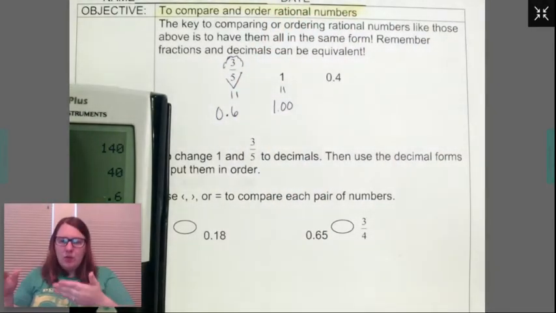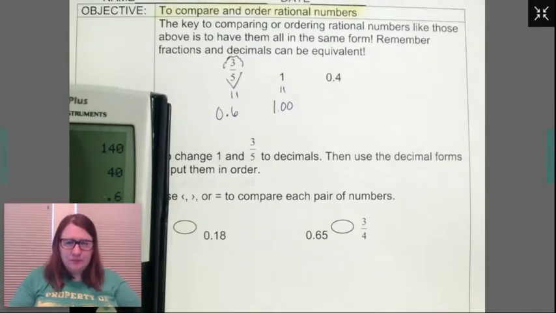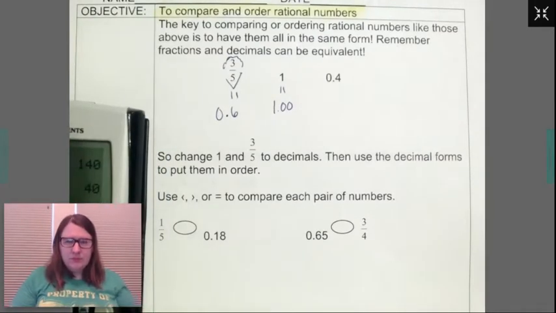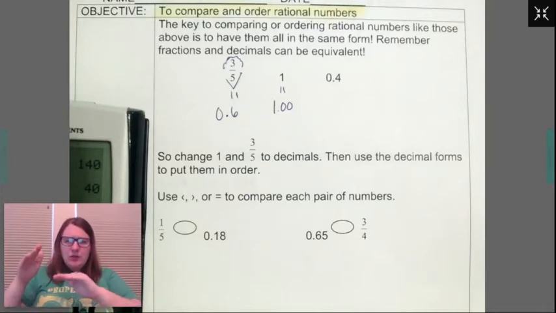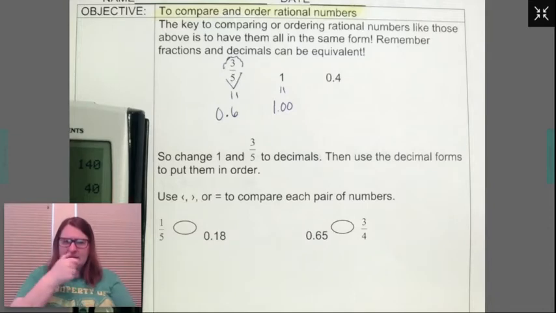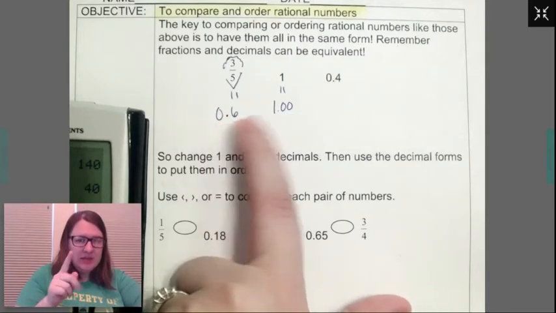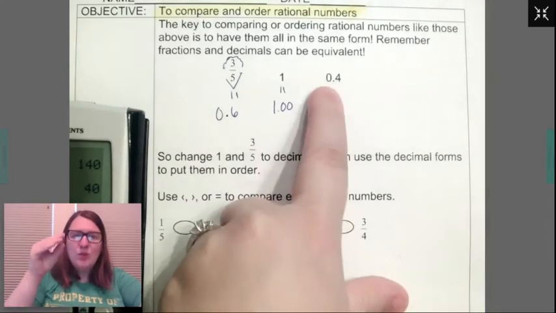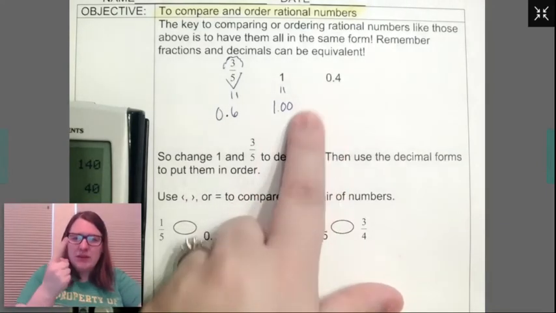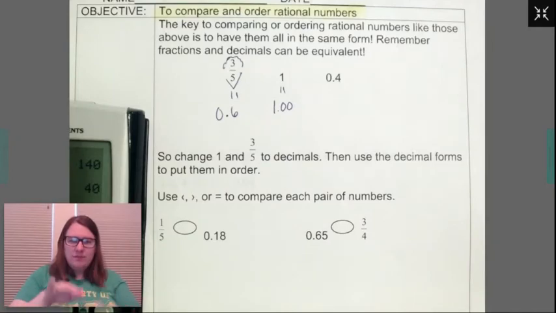All right, now we put it in order. We're going to order it from greatest to least because it doesn't tell us in the example. So, which one of these is greatest? I have 0.6, 1, and 0.4. So there's a 0 in the ones place, a 1 in the ones place, and a 0 in the ones place. So which one is greater? 1.